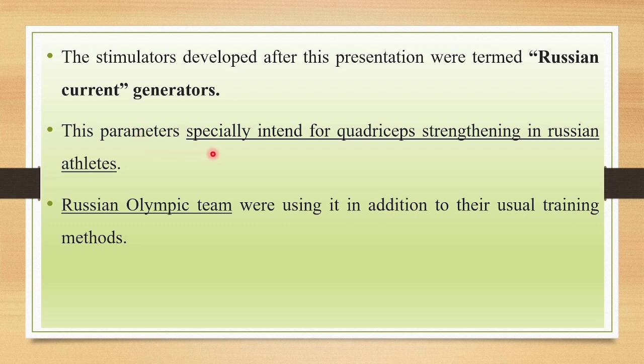These parameters were specially intended for quadriceps strengthening in Russian athletes. The Russian Olympic team were using it in addition to their usual training method. So Russian current or Russian generators was introduced by Yakov Kots as an adjunct to the normal muscle strengthening protocol used by the Russian Olympic team. So it was used as an adjunct technique to improve the muscle strengthening.